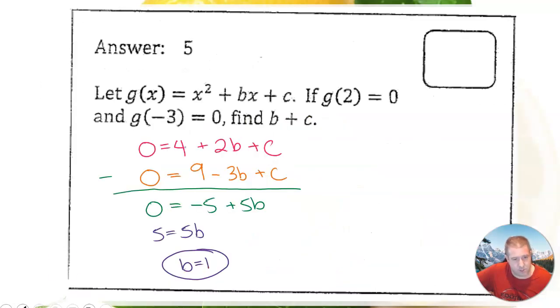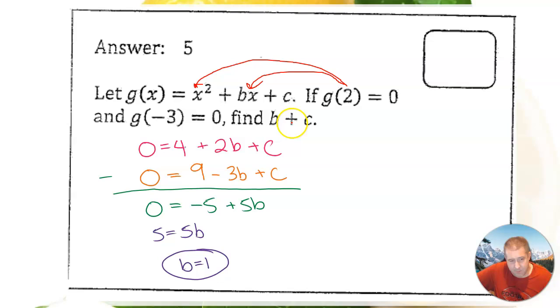All right, next question. For this question, I'm basically using a system of equations. It says if g of x equals x squared plus b times x plus c, and g of 2 equals 0. They're telling you it equals 0, so I put a 0 right here. I'm going to put 2 in for x because it's g of 2. So as you can see, that's what I get here.